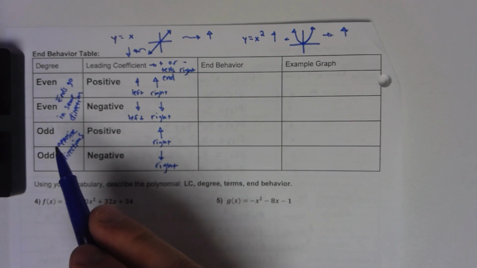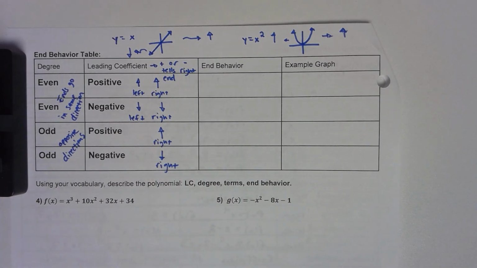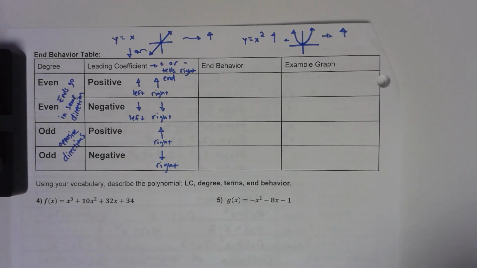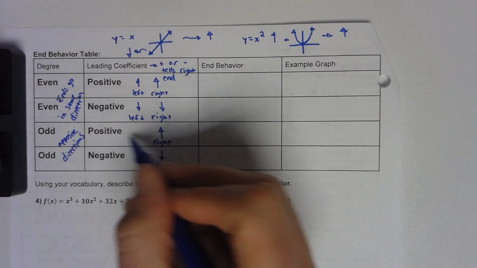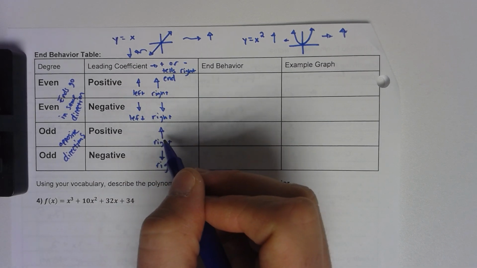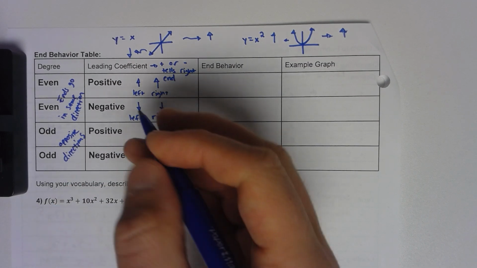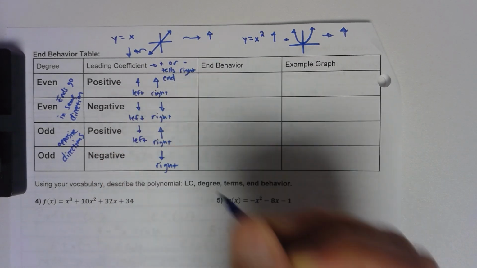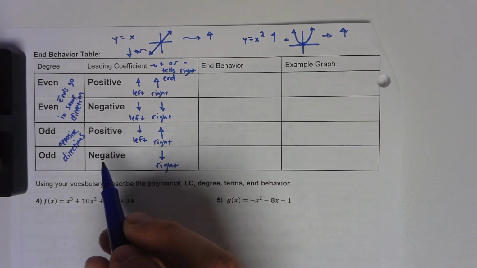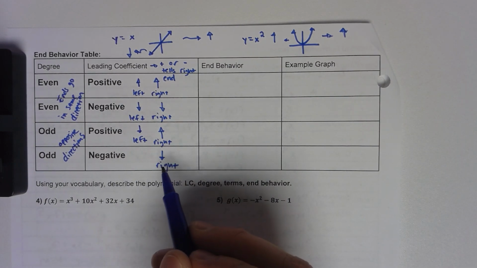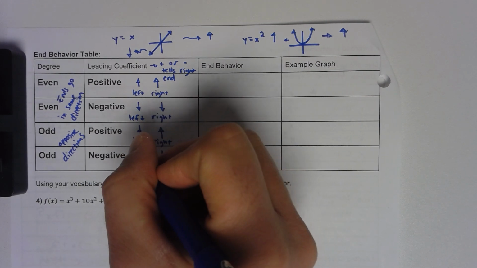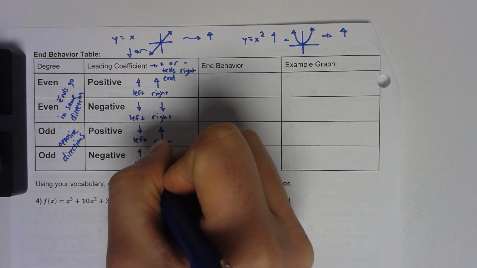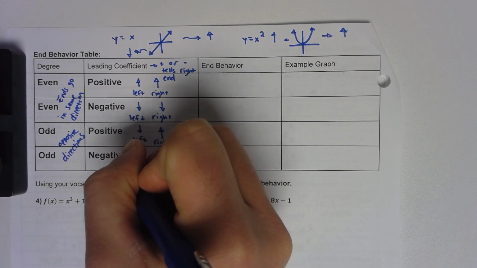Then if it's an odd degree, I know the ends go in opposite directions. So if I have one that's up, the other will go down, and vice versa. So I already found the positive coefficient tells me the right is up. Since they're opposite directions, the left needs to be down. And then just the opposite here. If our leading coefficient is negative, the right is down. It's an odd degree, so the left is up.